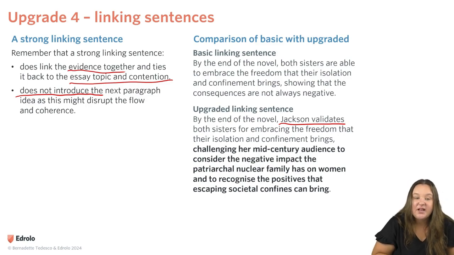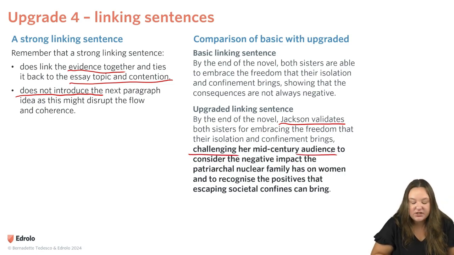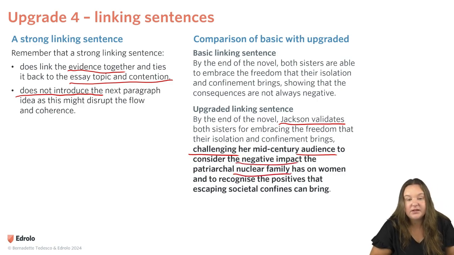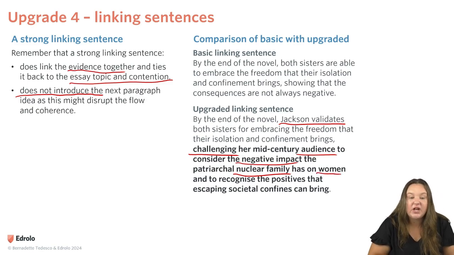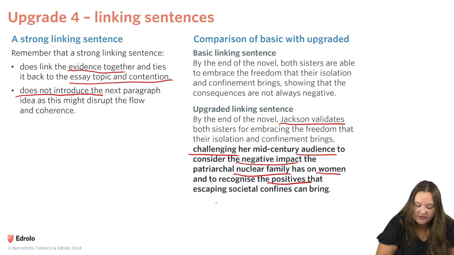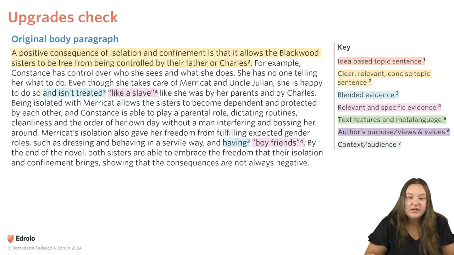So a lot of big words there, but basically what it's saying is that Jackson is challenging her 1950s audience to think about the negative impact of the nuclear family, the negative impact that it has on women in particular. And she's also challenging her audience to recognise the positives that can happen for women who aren't confined by those societal expectations. All right, so let's double check what an upgraded body paragraph looks like.